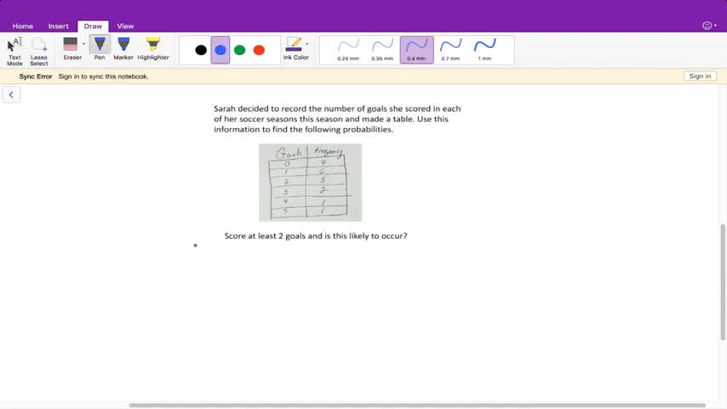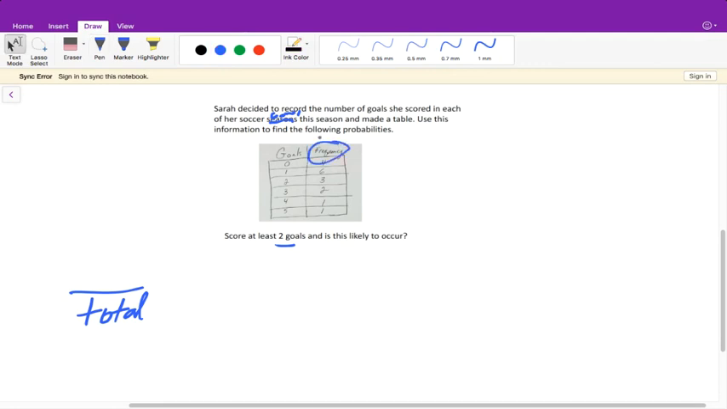All right, this next one says Sarah decided to record the number of goals she scored in each of her soccer games this season. I don't know why it says season. It should be games this season. And made a table. Use this information to find the following probabilities: that she will score at least 2 goals, and is this likely to occur? Well, remember, it's what we want over the total. So first we need to figure out what the total is.